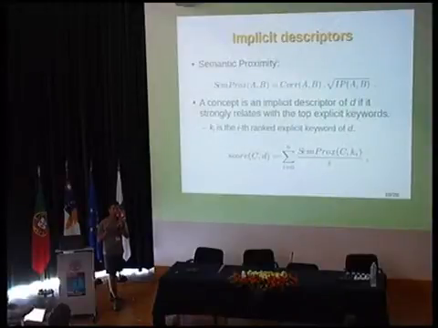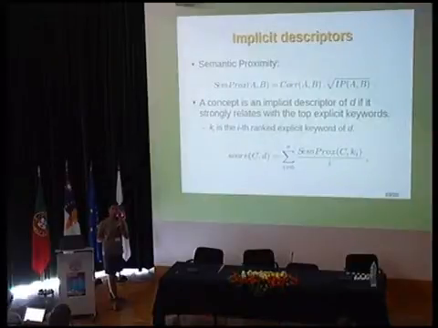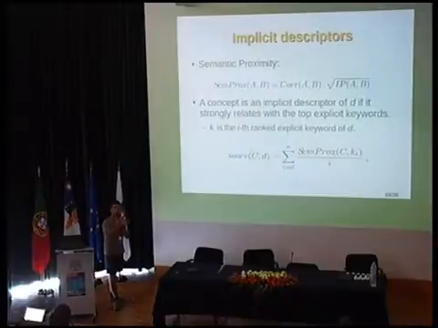So we have a document. We want to know its implicit descriptor. So we have the list of explicit keywords. We want to know what keywords or what concepts do not occur in that document but could somehow describe it.